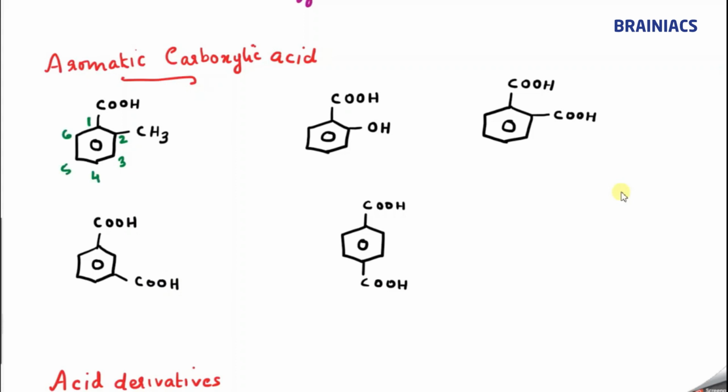So this can be called what actually? We know that this can be called 2-methyl, correct? 2-methyl benzoic acid, or we can say benzene carboxylic acid. So either we can say 2-methyl benzoic acid, or the most correct one is 2-methyl benzene carboxylic acid. Now, what is the name of this compound?